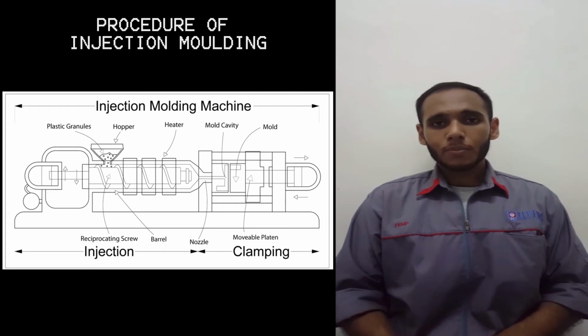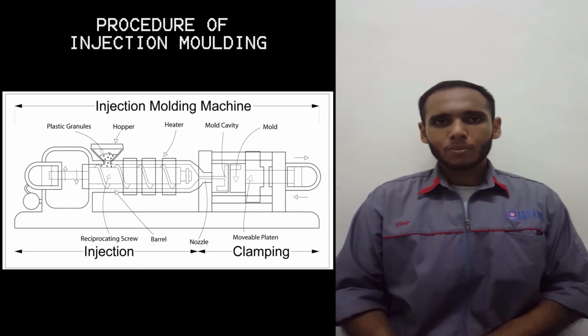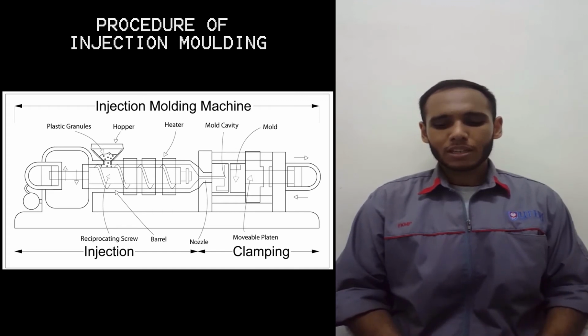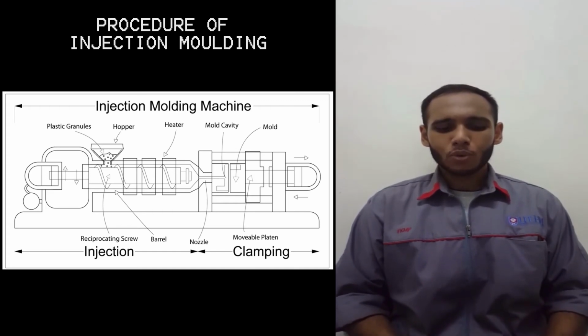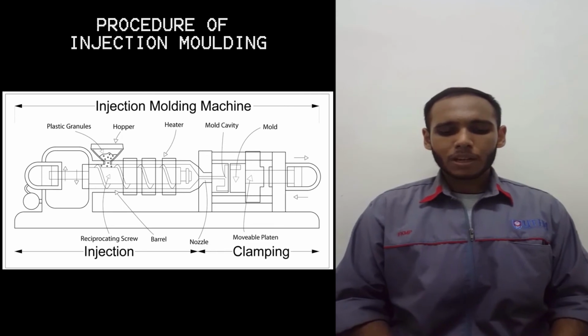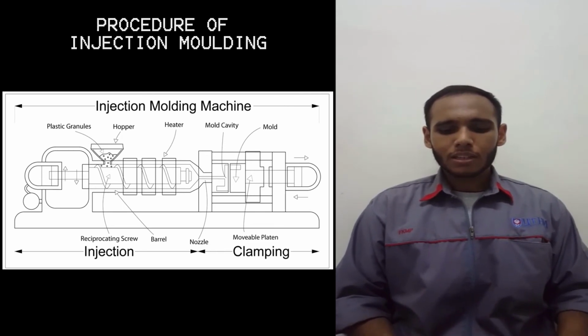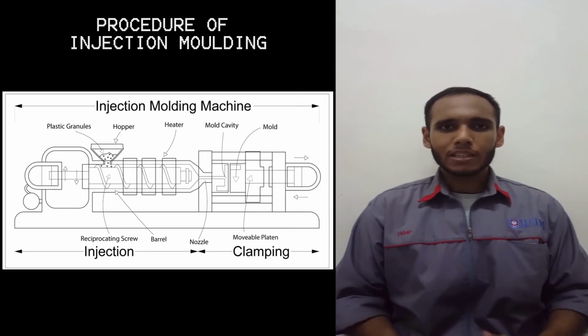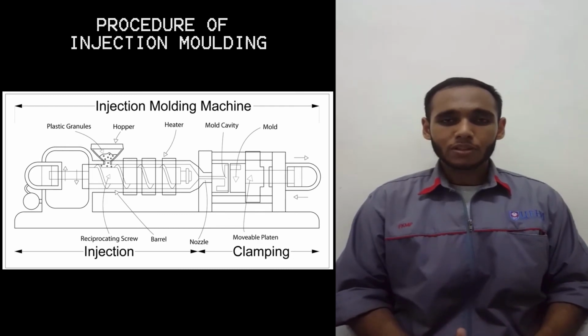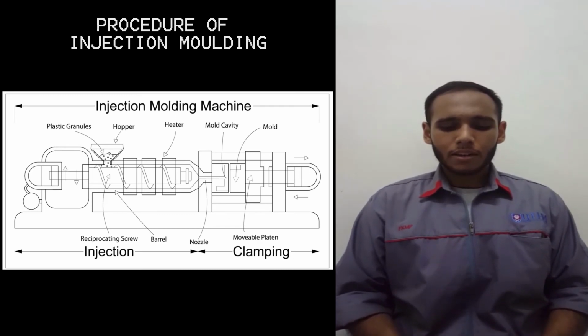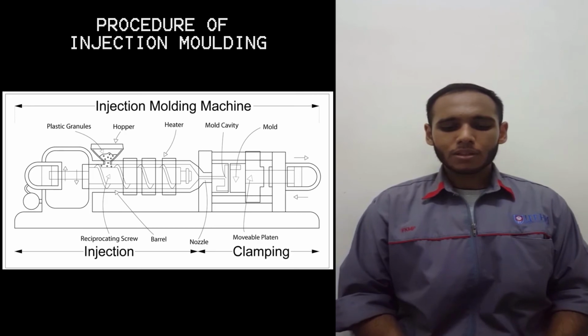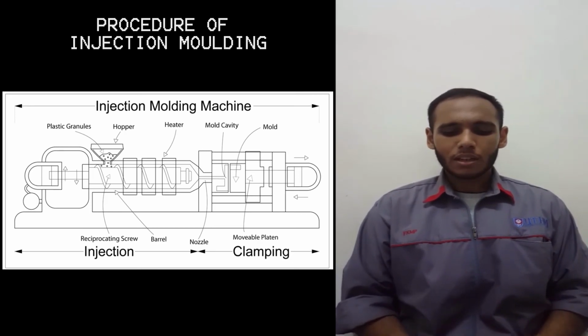And the third procedure is called cooling, where the molten plastic inside the mold begins to cool down as soon as it makes contact with the surface of the mold. When the plastic cools down, it will solidify into the shape of the desired part that we have fixed through the mold. Sometimes it will cause some shrinkage to the part during the cooling process.